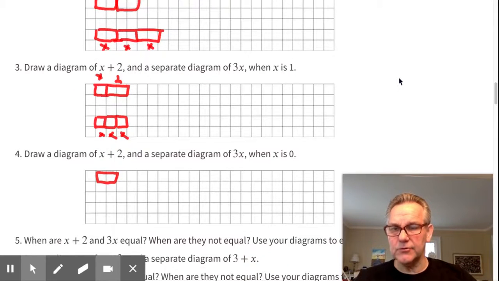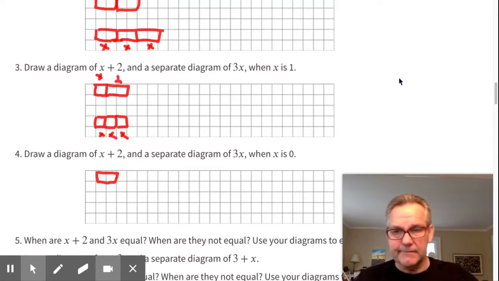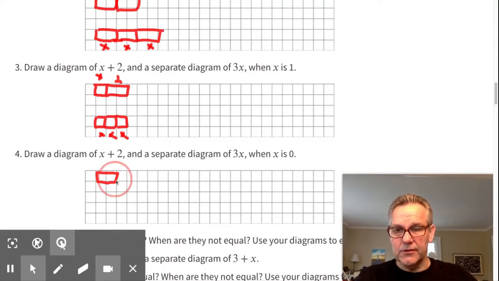And the last one, draw a diagram of x plus 2 and a separate diagram of 3x when x is equal to 0. Well, if x is equal to 0, it doesn't have anything, so there's nothing there. It's a total value of 2. And of course, we know that 3 times 0 is going to be 0, so there's nothing for that. Nothing for that at all. So in our diagram.